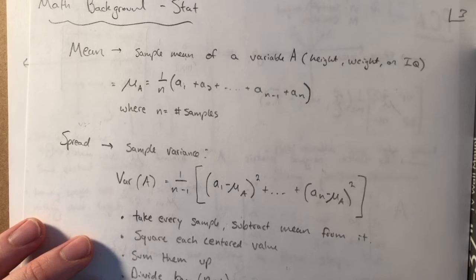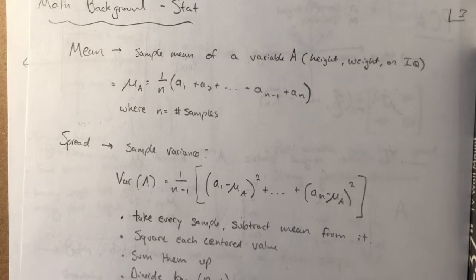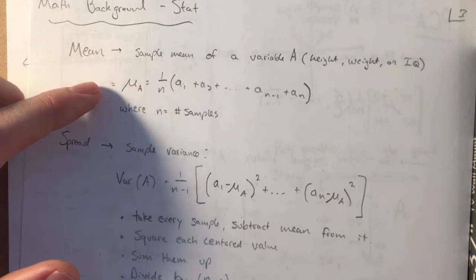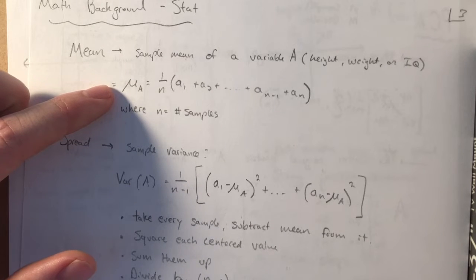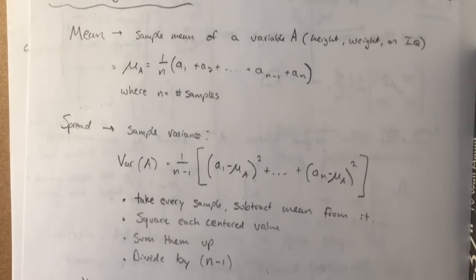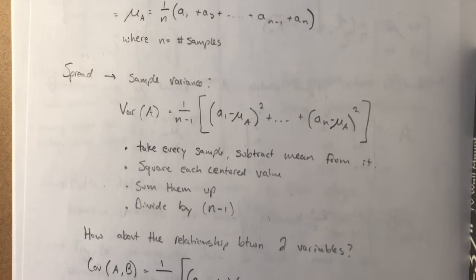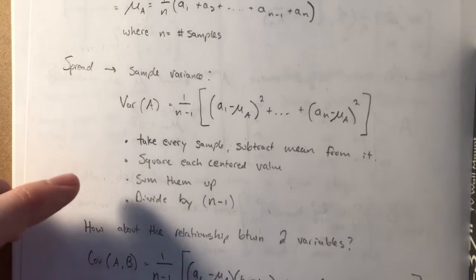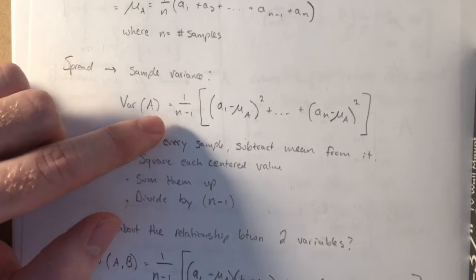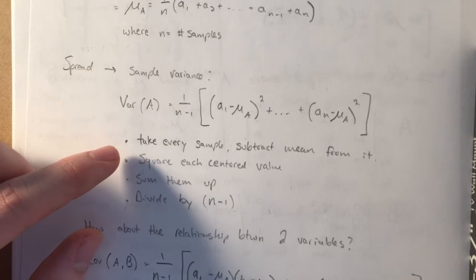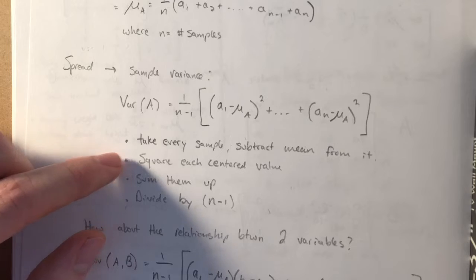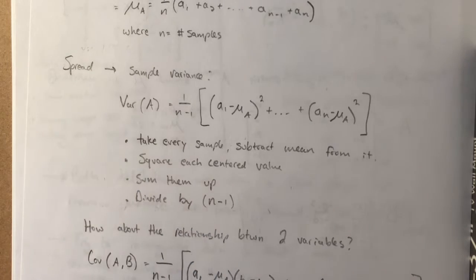Background in statistics here. The sample mean of a variable A is pretty easy, just the average everyone's used to: sum up all the samples and divide by the number of samples. A measure of the spread is the variance, which you've probably seen before too. Sample variance is defined by taking the difference between the sample and the mean, squaring it for every sample, summing them up, and dividing by n minus 1.